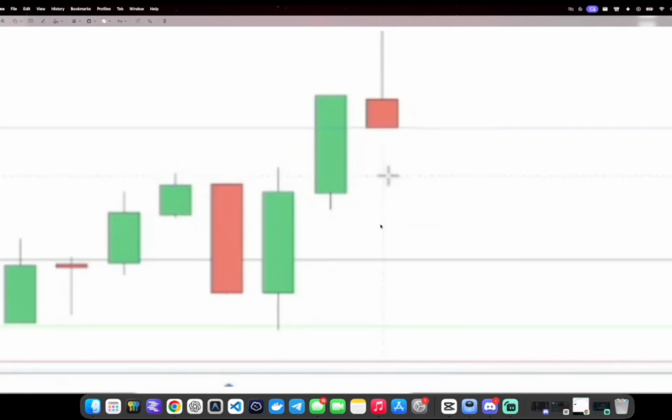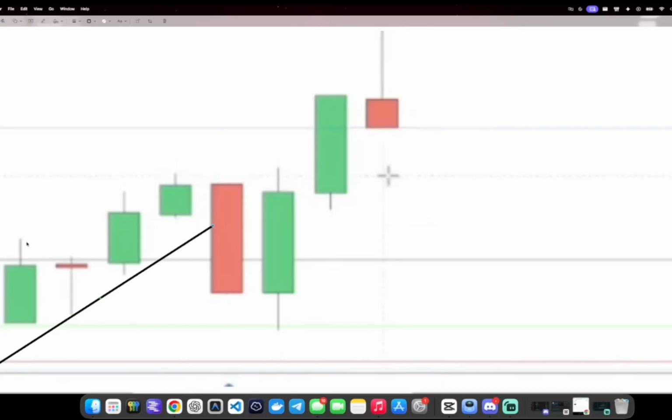Then we're going to look at another example of how to predict something. And after that, we are going to see a live trade executed by me, and I'm just going to walk you all through it. So what I'm looking at here is a simple structure of the market going upwards and upwards.